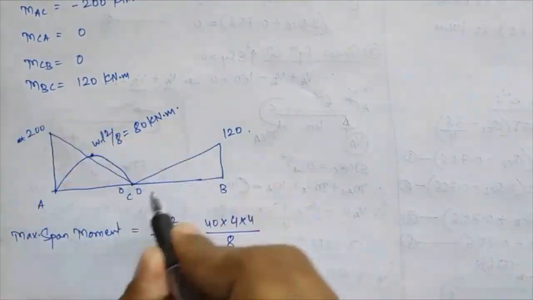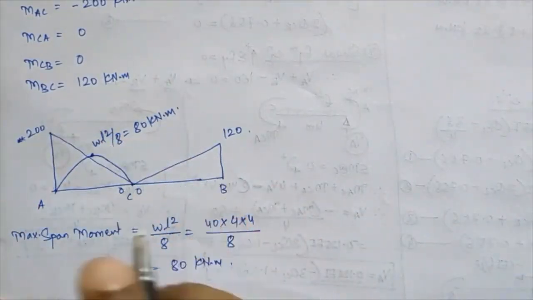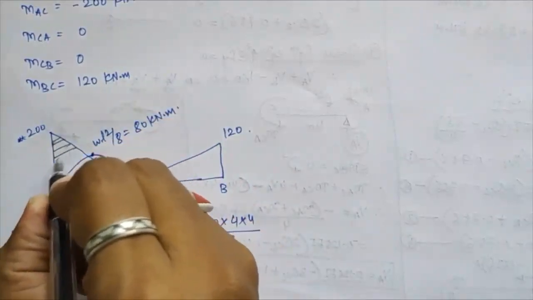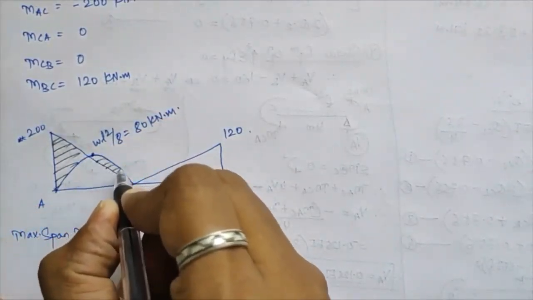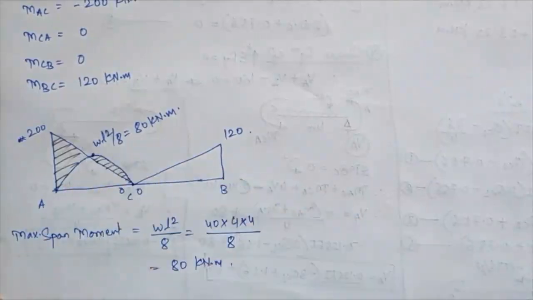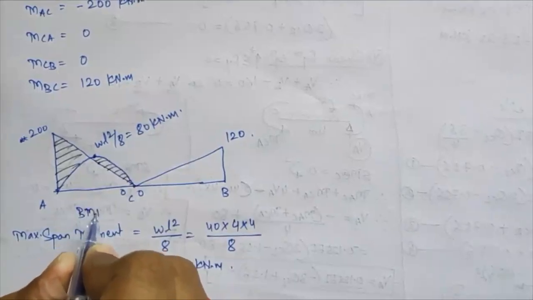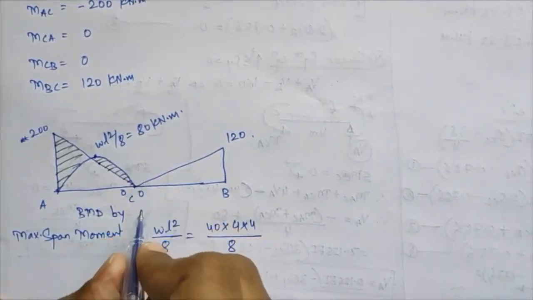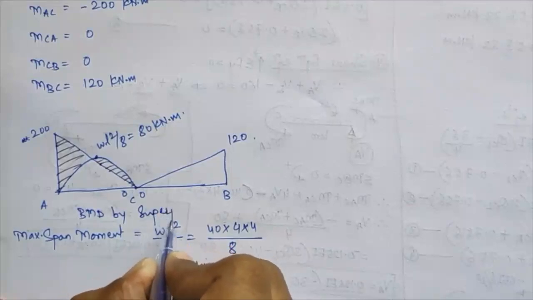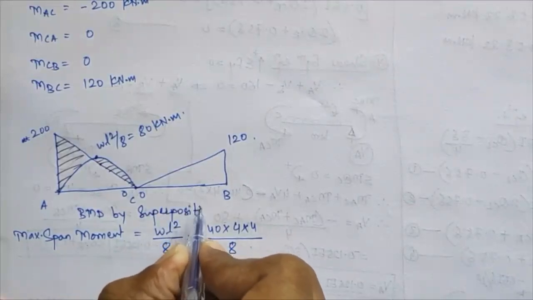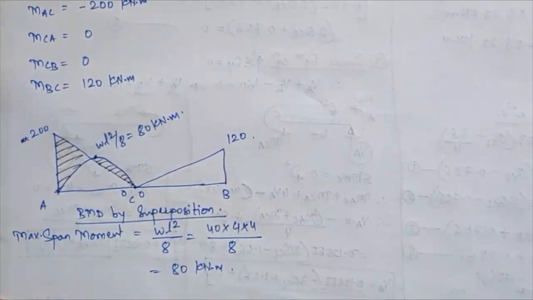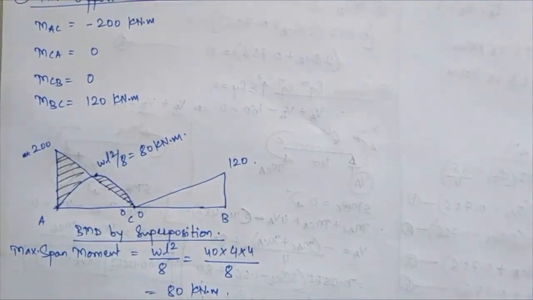And there is no span moment in CB because there is no loading given to you. And what you have to do, you have to just superimpose this part. That is, this will be your BMD by superposition. BMD by superposition. Okay, so I hope that you all have understood this numerical very easily.